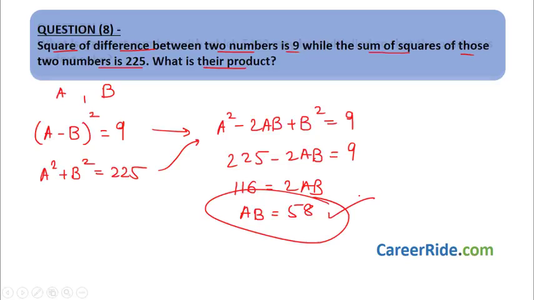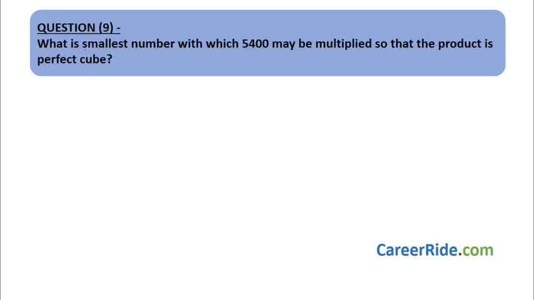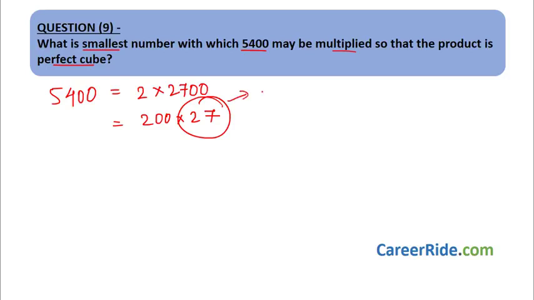Moving to question number 9. What is the smallest number with which 5400 may be multiplied so that the product is a perfect cube? Again, like a perfect square only, we have to solve this. We have 5400. Let's find the factors. 54 can be written as 2 into 27, 100, right? So what we can write is 200 into 27. 27 we know is a perfect cube because 27 is cube of 3. 3 cube is 27. So we have 3 cube into 200.